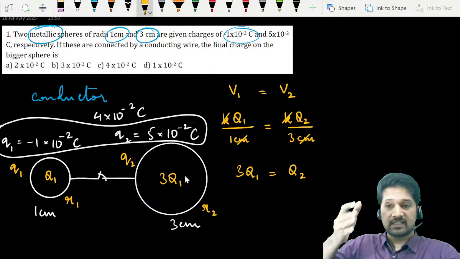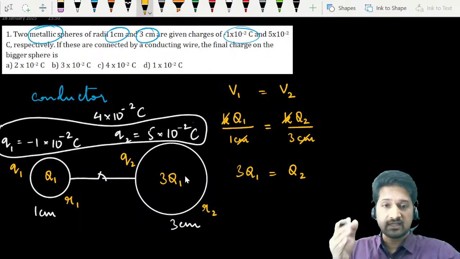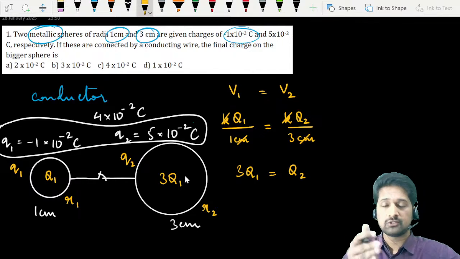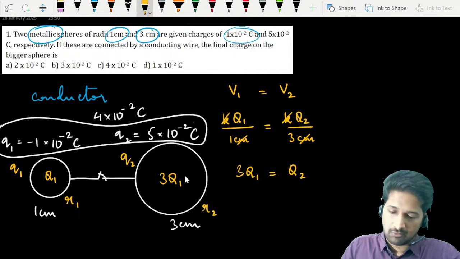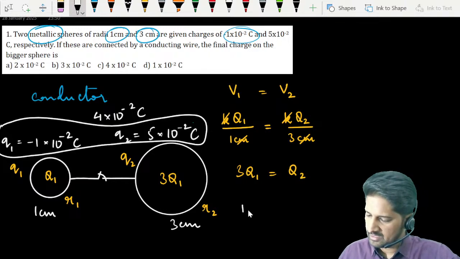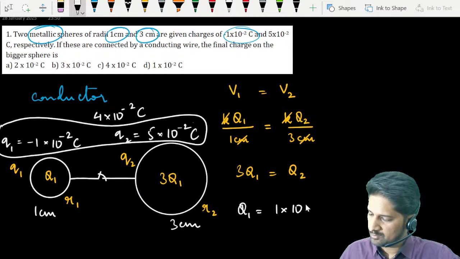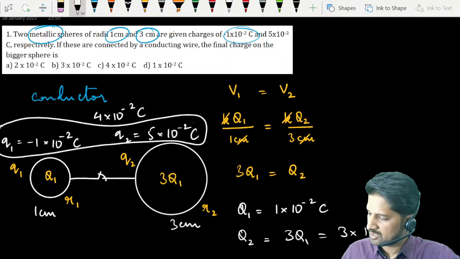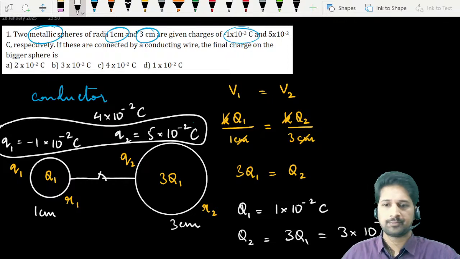You have to split the charge in the ratio 1:3. Now the total charge is 4 into 10 power minus 2 coulombs. How will you split it in the ratio 1:3? On one of them, the charge q1 will be 1 into 10 power minus 2 coulombs, and on the other one, the charge q2, which is 3 times of q1, will be 3 into 10 power minus 2 coulombs.